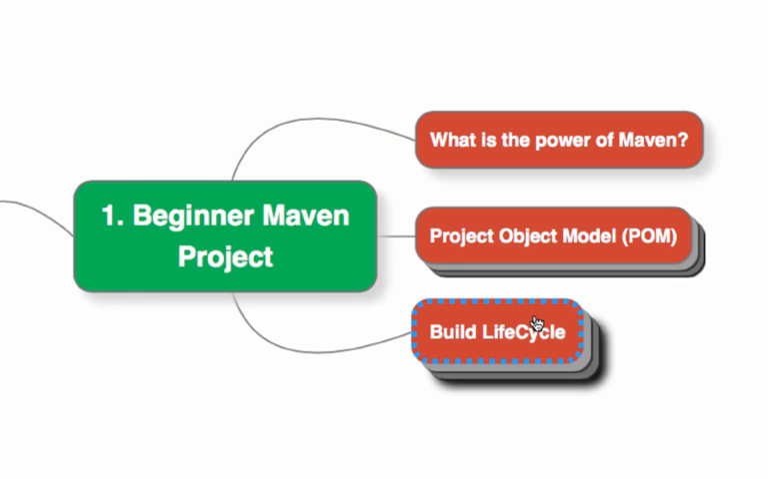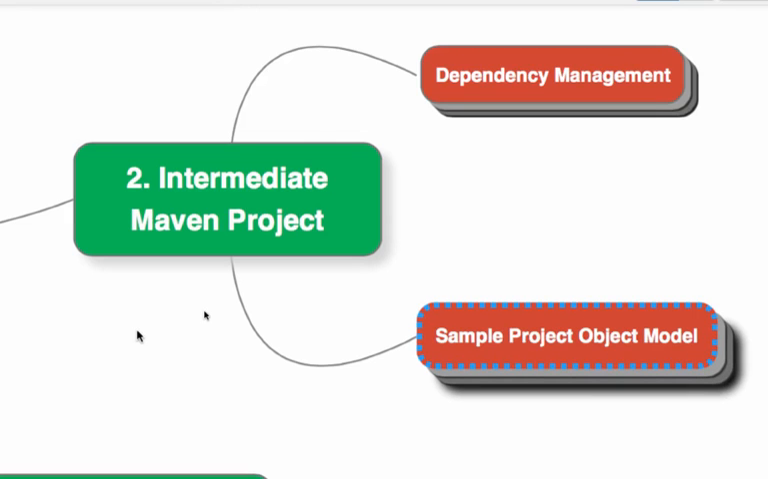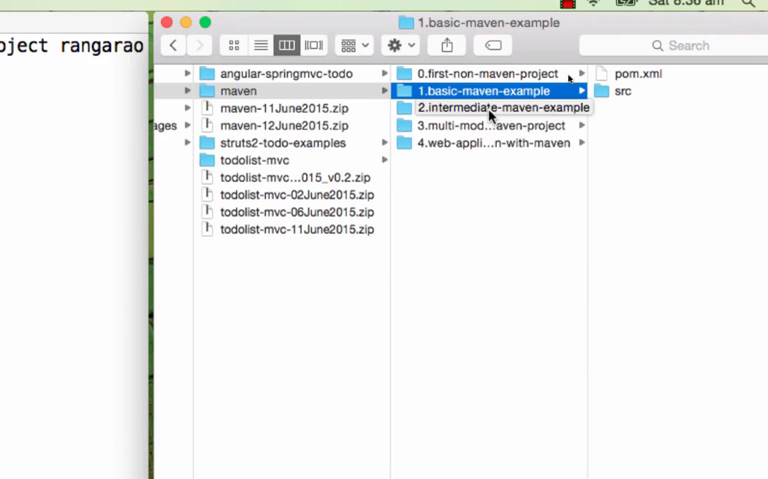So as part of this beginner project, we learned what the power of Maven is. We learned what a build lifecycle is, what the different steps are which are invoked when I run a mvn install. We learned what a project object model is and what the different things are which are involved in defining a POM.xml. In the next section, we will learn a little bit more about dependency management and we will look at the super POM. Next, we would move on to the intermediate Maven example.